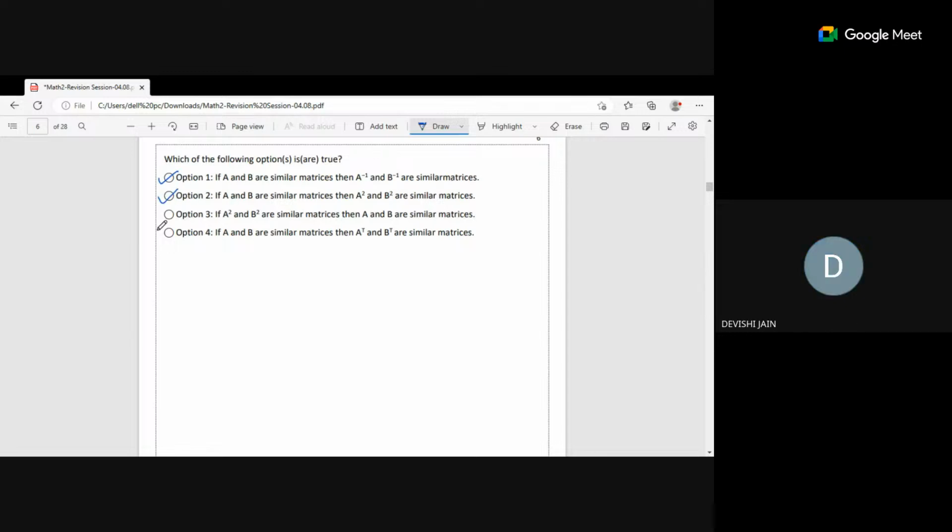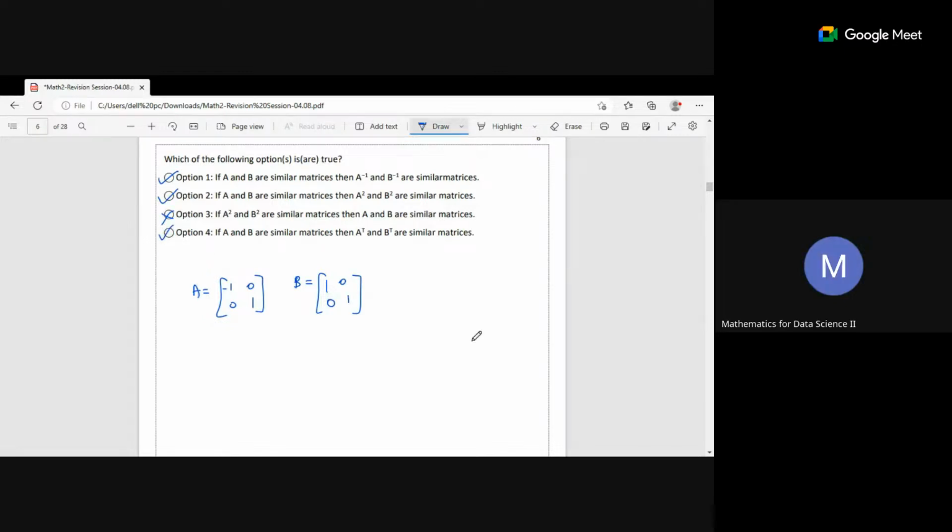If A square and B square are similar matrices, then A and B are similar matrices. False. The counter example is, let's say, this is your A and this is your B. The traces are different, but the squares of these matrices are just identity. So they are similar matrices, but A and B are not similar. So this option 3 is incorrect. If A and B are similar matrices, then their transposes are also similar. Is that true? Yes.